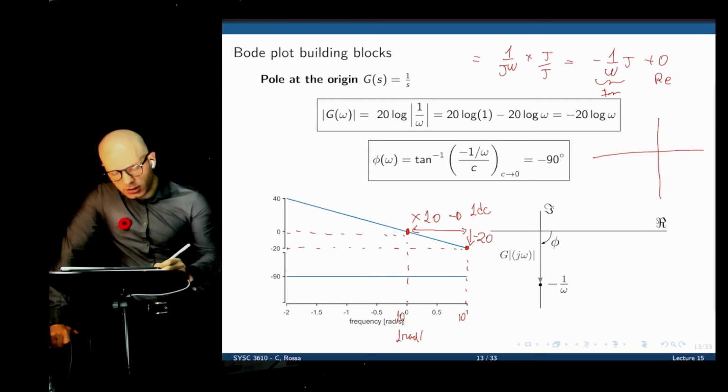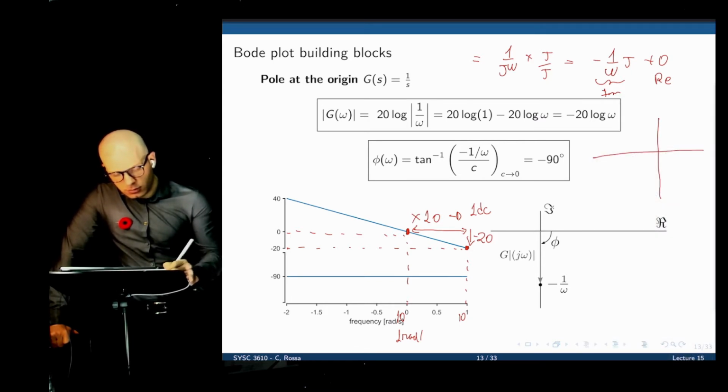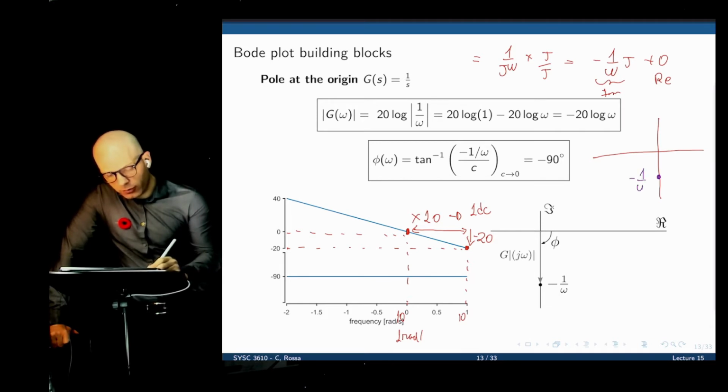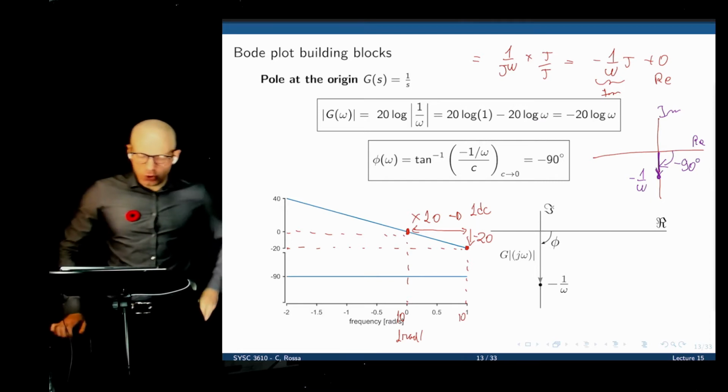It will be sitting right here, 1 over omega. This is the imaginary, this is the real. This is the magnitude, and this is the phase. And you see that the phase is always negative 90 degrees. Okay, got it. Thank you. Yeah, for all frequencies.